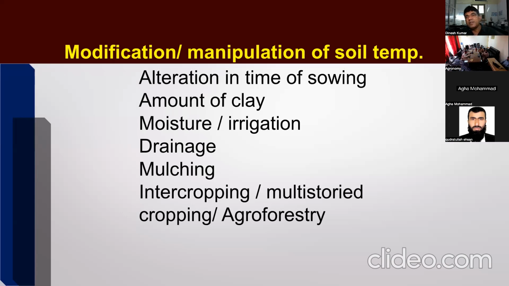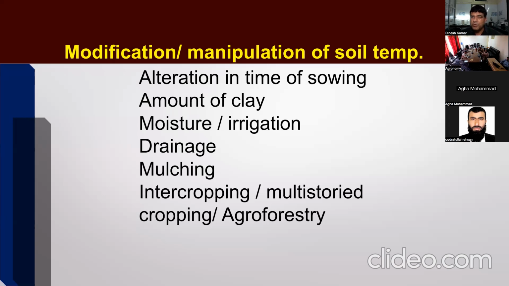Multi-storied cropping means you grow crops of different height. The first story means the crop of shorter height, and then the next crop can be medium height. The third crop can be a tall one. So three crops, but they are having different height. So this is called multi-storied cropping.